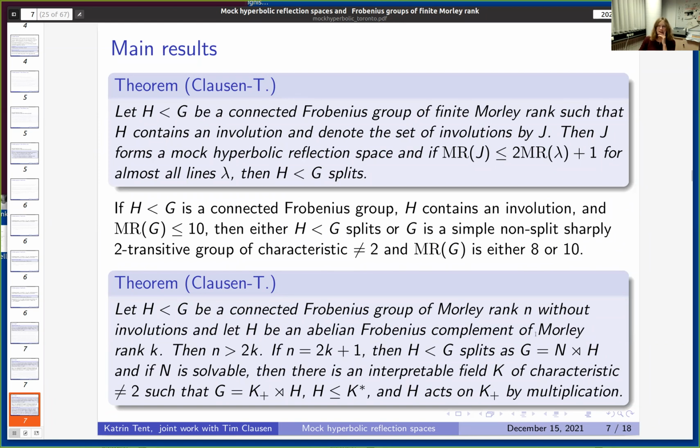this generalizes this. Then we can say that we have the same inequality, and definitely n has to be larger than 2k. And if it's just larger than 2k, so if it's 2k plus 1, then the group splits. Furthermore, if n is solvable, then we can see that it actually looks like the additive group with the subgroup of the multiplicative group acting as multiplication. So that's the very natural situation then. So when H contains no involution.